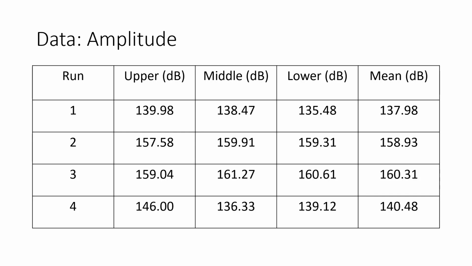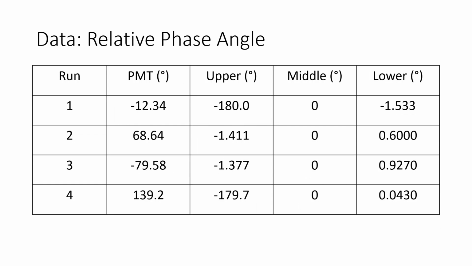From those graphs we also got the values for the max sound level for each run of the experiment for each sensor. As shown here, runs 2 and 3 have very similar sound levels, and runs 1 and 4 also have very similar sound levels, mostly due to the fact that runs 2 and 3 had a resonance and runs 1 and 4 didn't. The relative phase angle tells us where in the wave function the upper and lower sensors are compared to the middle sensor. As shown here, again, runs 2 and 3 are similar, and runs 1 and 4 are also similar.